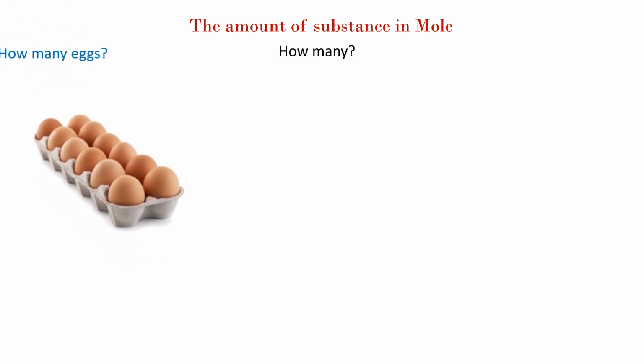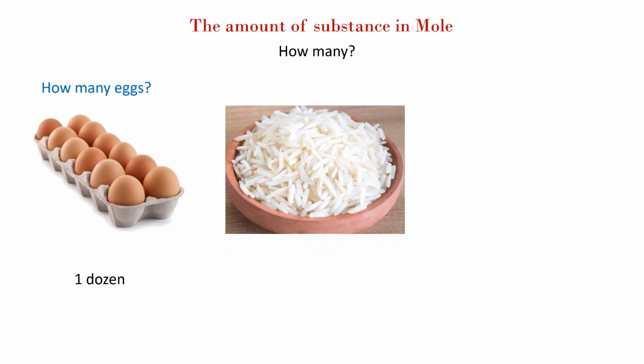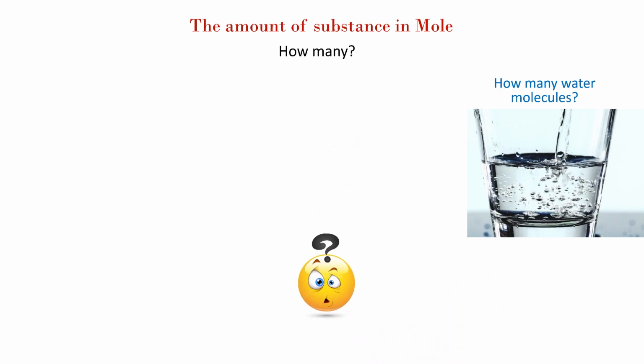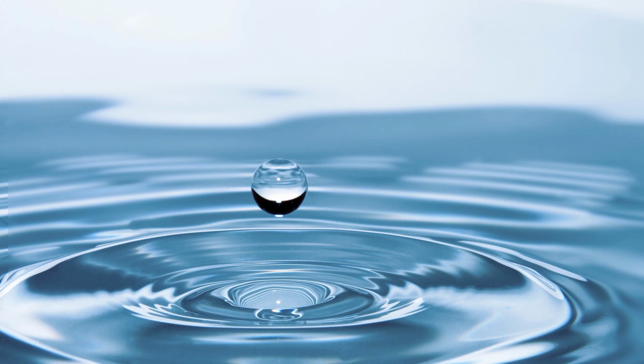The amount of substance in mole. How many? Eggs. How many eggs? 1 dozen. Rice. How many pieces of rice? Say 1 billion. Water. How many water molecules in the glass? Puzzled. Really, if you have just a drop of water, this contains uncountable number of water molecules.